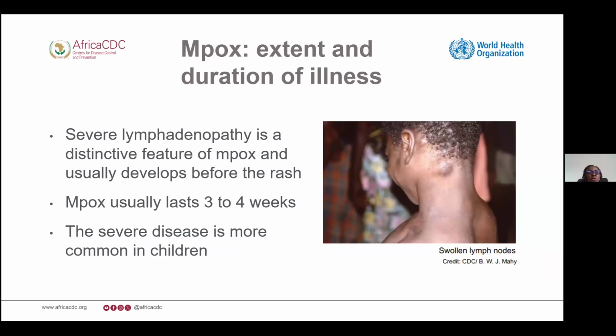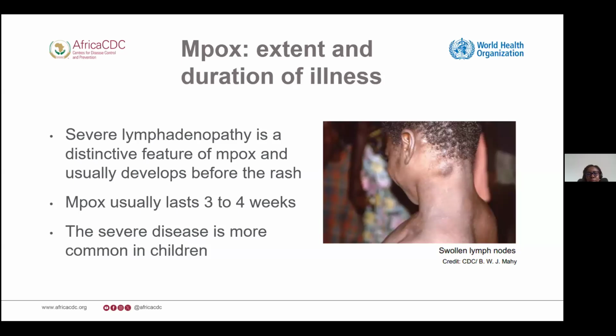Généralement, on peut avoir une extension des lymphadénopathies, une maladie lymphatique qui se développe, comme on l'a dit tout à l'heure, lors de la phase invasive. Et le Mpox peut durer jusqu'à 4 semaines, donc 3 à 4 semaines. Et les enfants sont les plus touchés par les cas sévères.